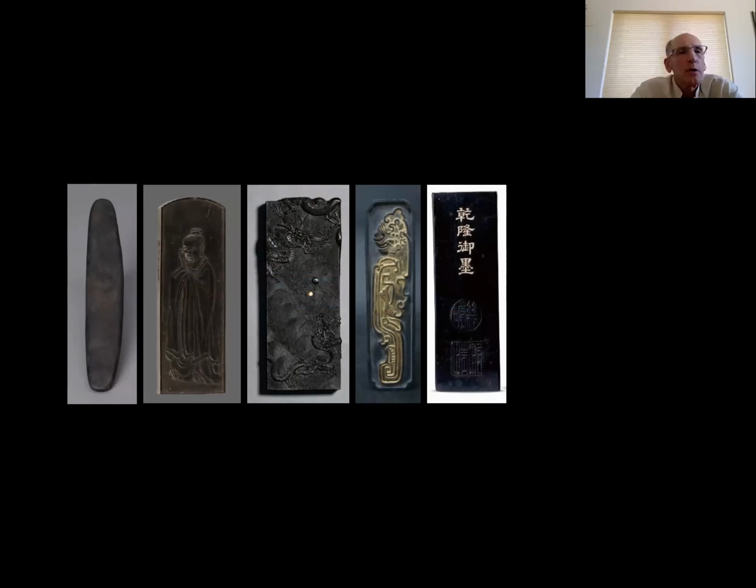Zheng Heng wrote in his treatise that since ink sticks are often displayed on tables, they should also have a certain elegance of shape. And here are a number of old ink sticks. They often have imagery on them or calligraphy. And it's an area of collecting. I know people that collect ink sticks.